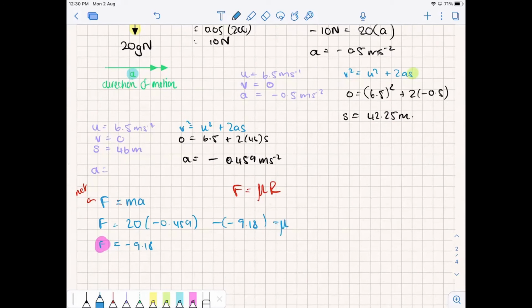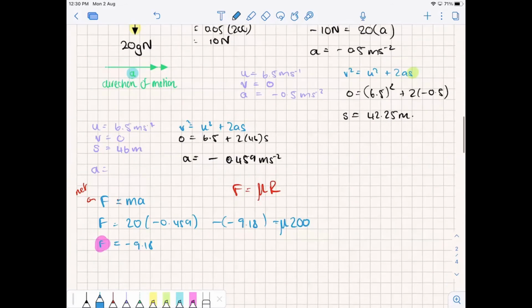And as I said, you could resolve vertically again if you wanted to, but you don't need to. You can work out that your normal contact force has not changed. And so solving for the coefficient, you can divide that by 200 and get 0.0459 as my coefficient of friction.